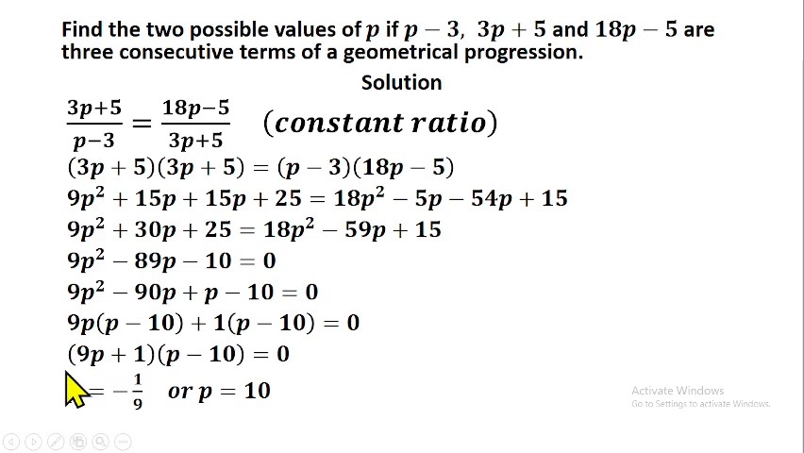9p plus 1 equals to 0. Then collect like terms and p will be equals to minus 1 over 9. P minus 10 is also equal to 0. Then p will be equals to 10. So from there, the value of our p is either minus 1 over 9, or p is equals to 10.